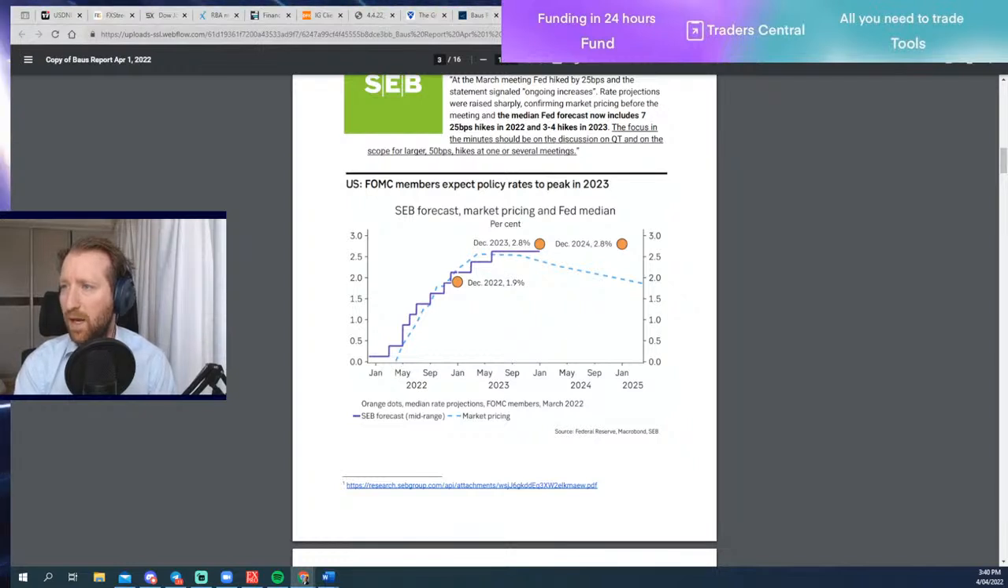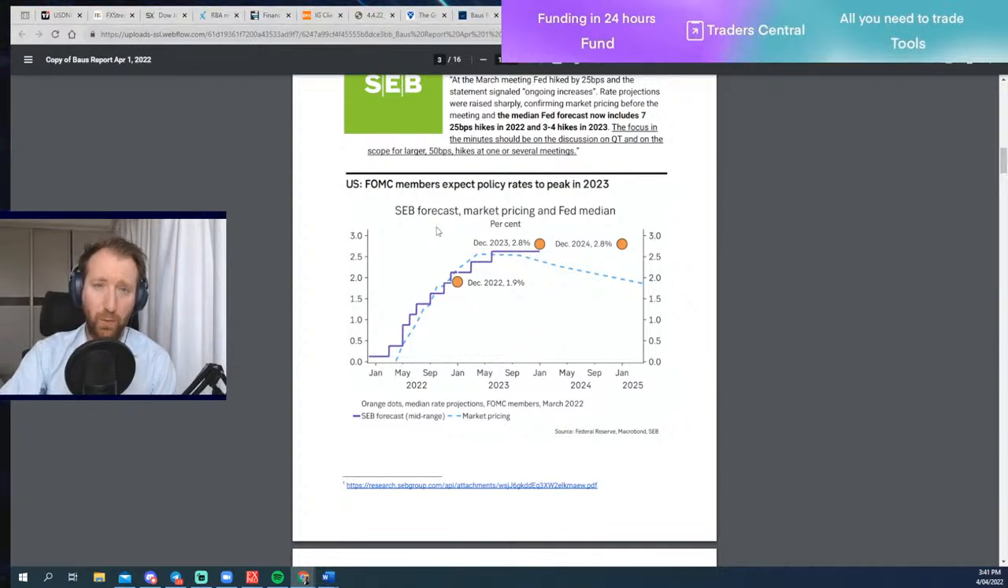At the March meeting, the Fed hikes 25 basis points and statements signaled ongoing increases. Right now, we are seeing 7 rate hikes in 2022, 3 to 4 in 2023, and we might even be at 3% in 2023. Now this says 2.8. Today it is 3. This morning it is 3. The other thing is that there might be some discussions of QT.